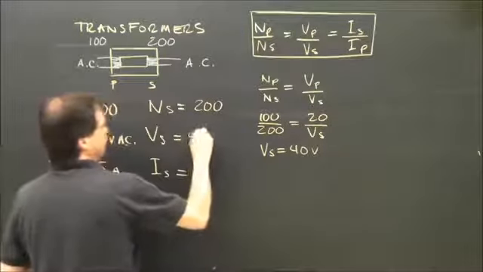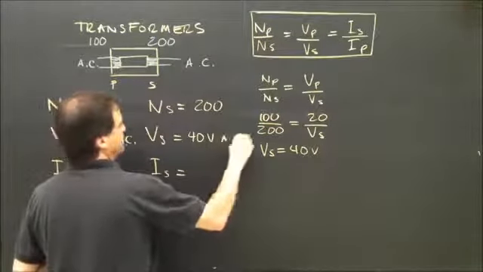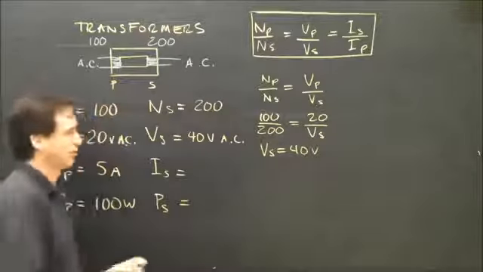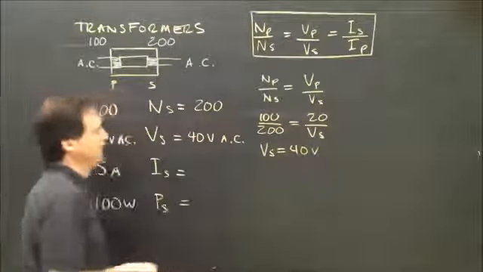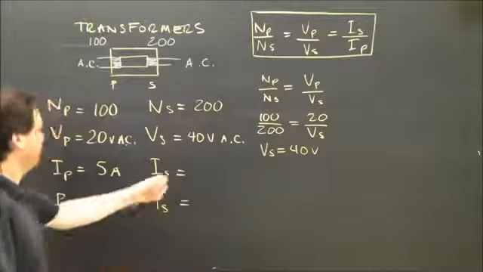So this is 40 volts, and I'm going to put AC here. It's important to indicate that. Direct current, it won't work. Okay? All right, how do I find the current?